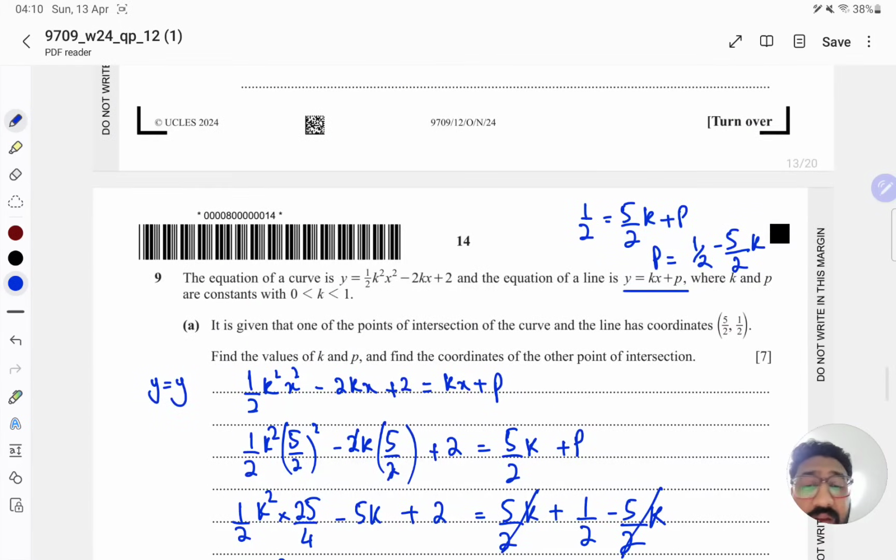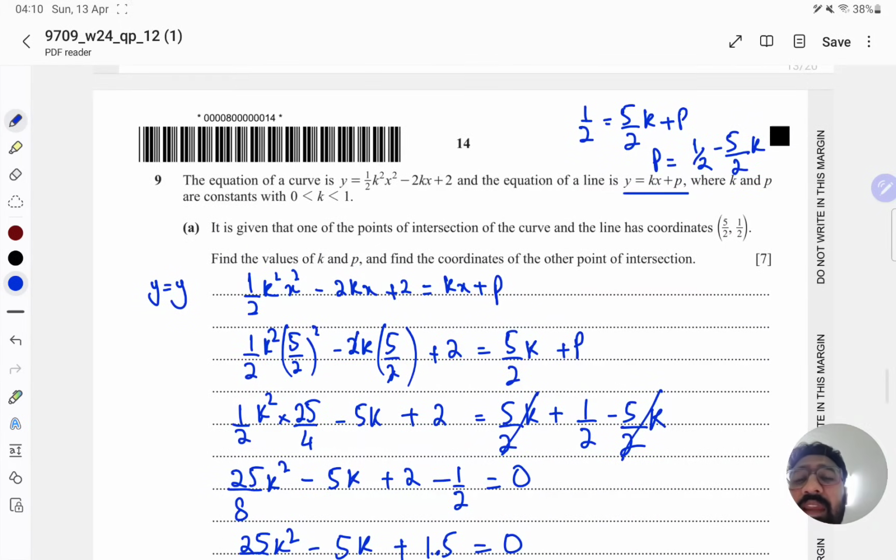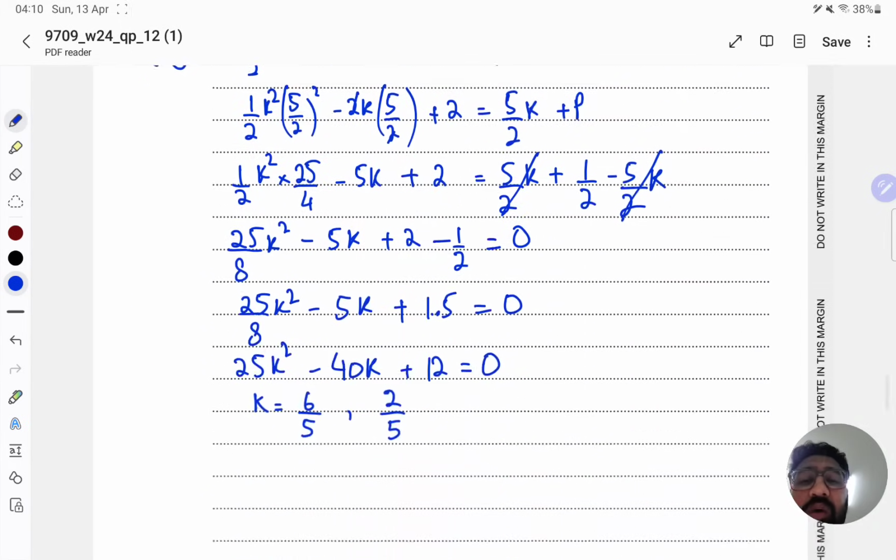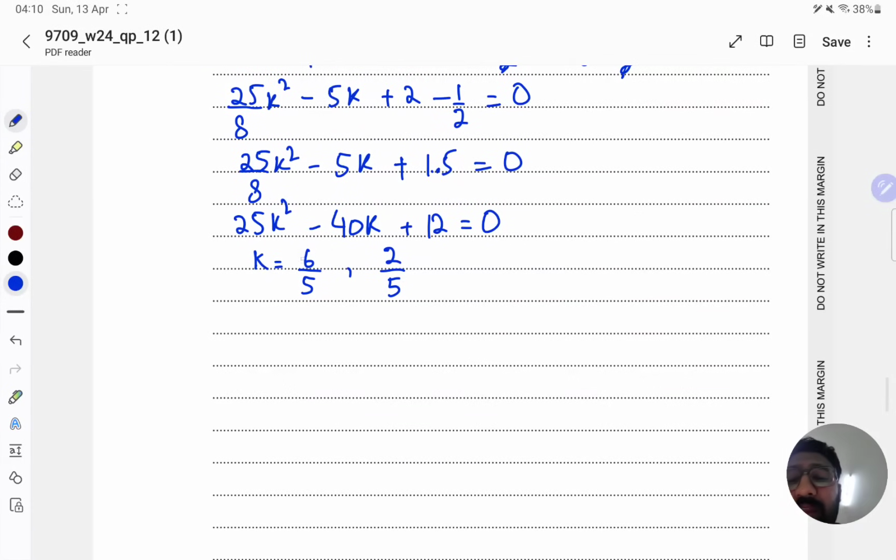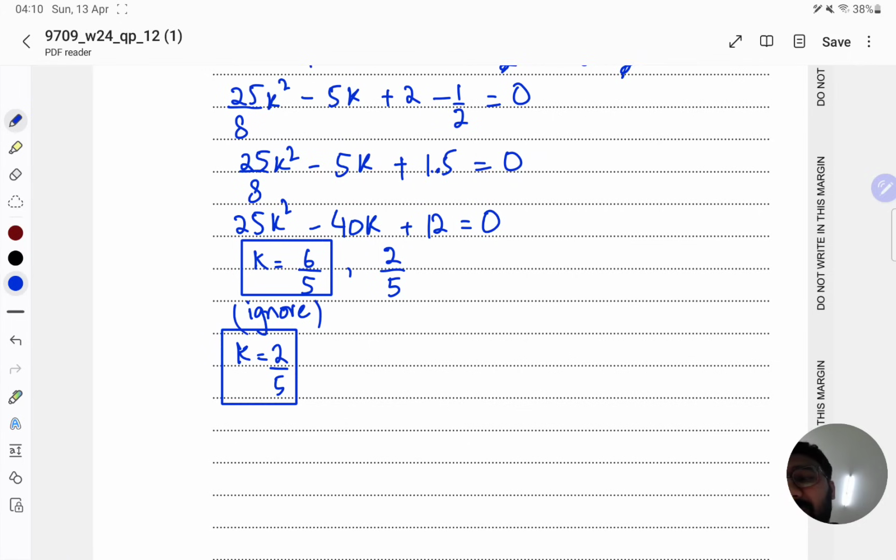Is there any condition for k? Yes, the question says that the k value lies between 0 and 1. So 6/5, which is basically 1.2, is above 1, so we are going to ignore it. The only value for k that is suitable for us in the question is 2/5.